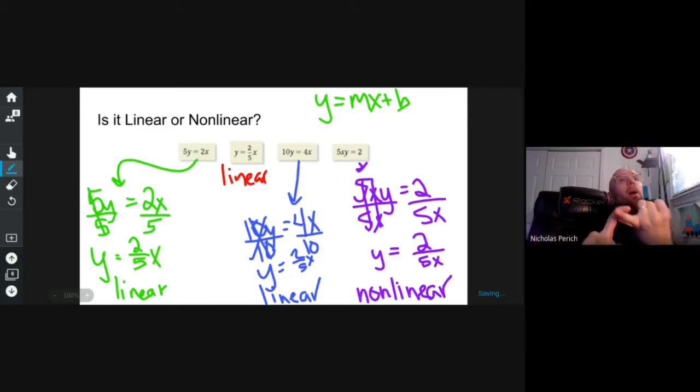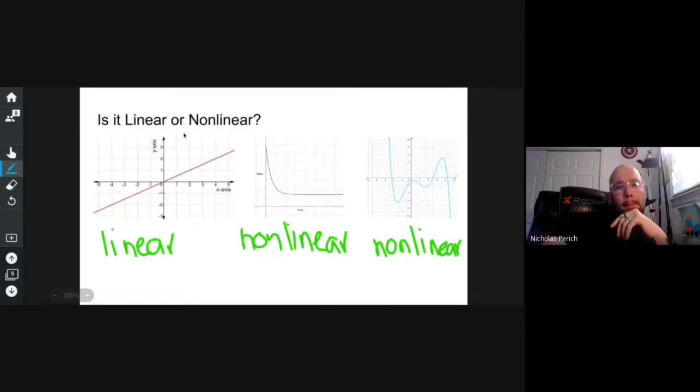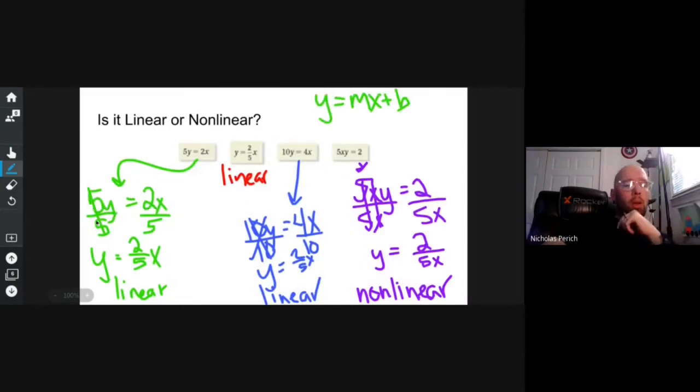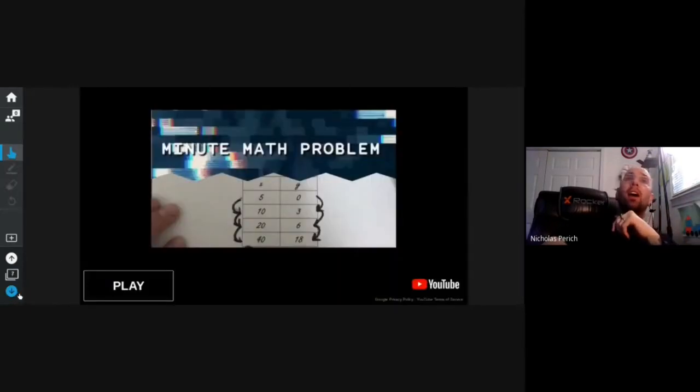If x is on the bottom, if it's x squared, if it's x cubed, if it's x to the fourth, if it's square root of x, if it's absolute value of x, then it becomes nonlinear. Medium difficulty. And so again, we have 3 ways of looking at these problems. There's going to be 3 types of, is that linear type of problem? Way number 1 is this guy. Way number 2 is this guy, equations. And way number 3 is this guy, a chart. Let me mute myself so you don't have an echo.